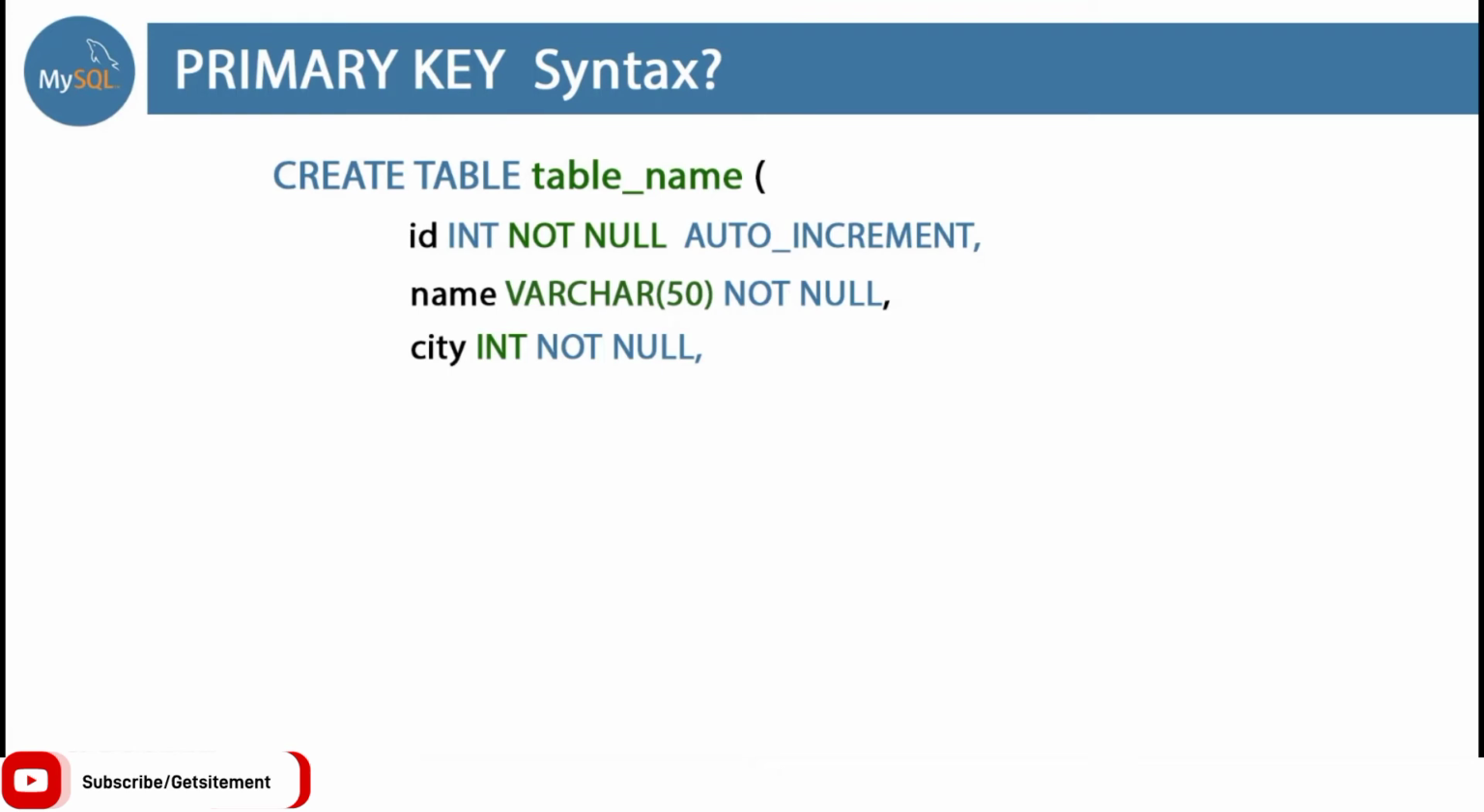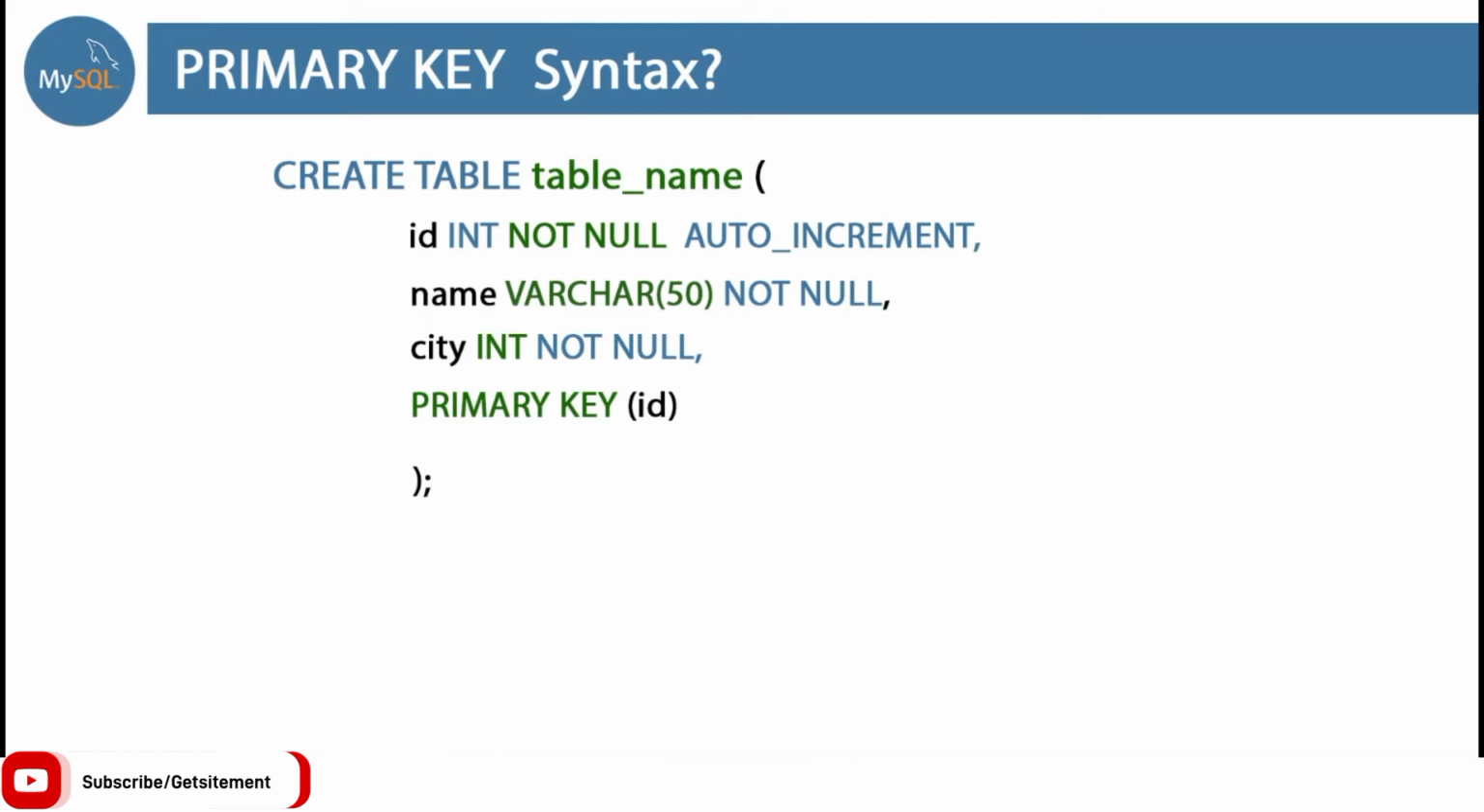And now I'm going to use primary key. First we need to type the keyword primary key. Then inside the parentheses we need to provide the column which I want to set as primary key, and I want to set ID as the primary key. So in this way, we can set a primary key when we create a new table.